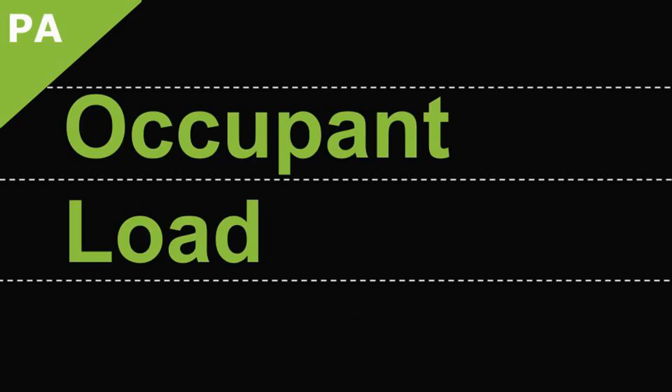Occupant load. Occupant load is the number of persons for which the means of egress of a building or portion thereof is designed. These requirements are set forth in Chapter 10, Means of Egress, Section 1004, Occupant Load.